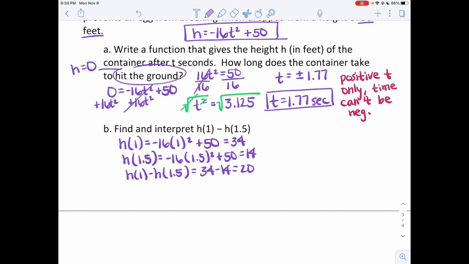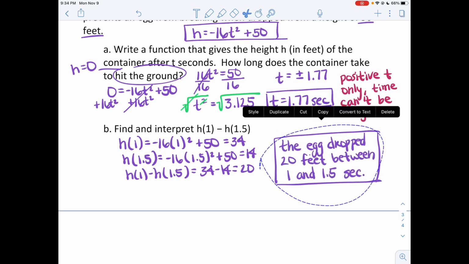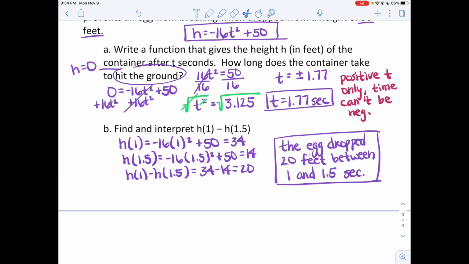So this egg dropped 20 feet between 1 second and 1.5 seconds on its way to the ground, hitting the ground at 1.77 seconds.